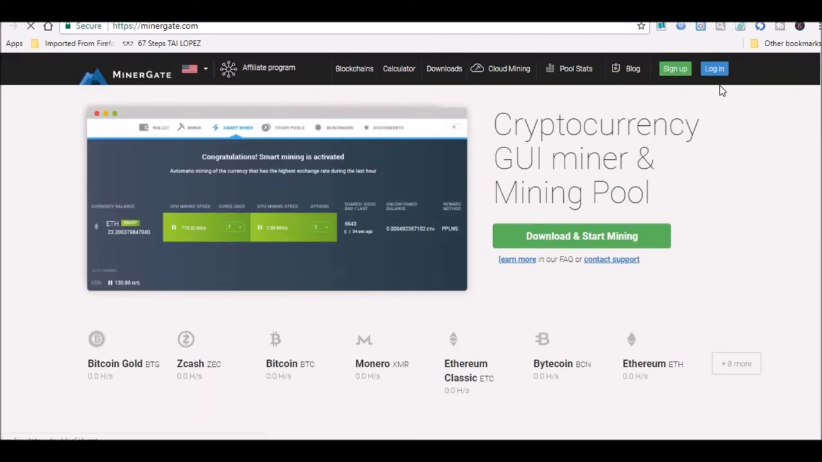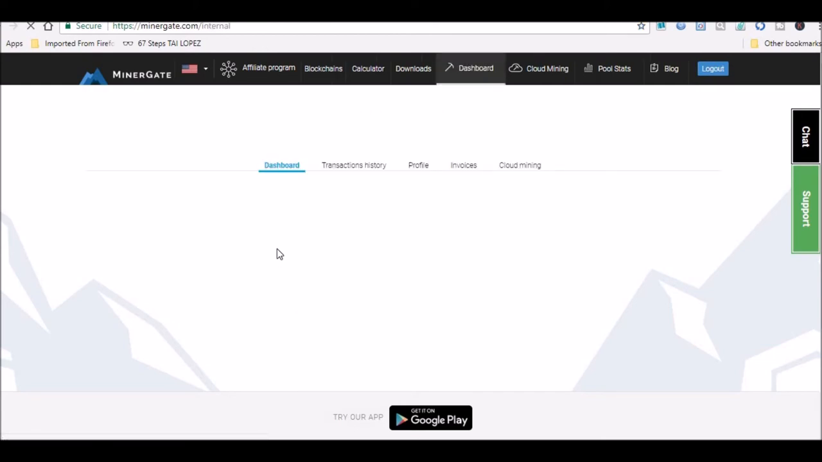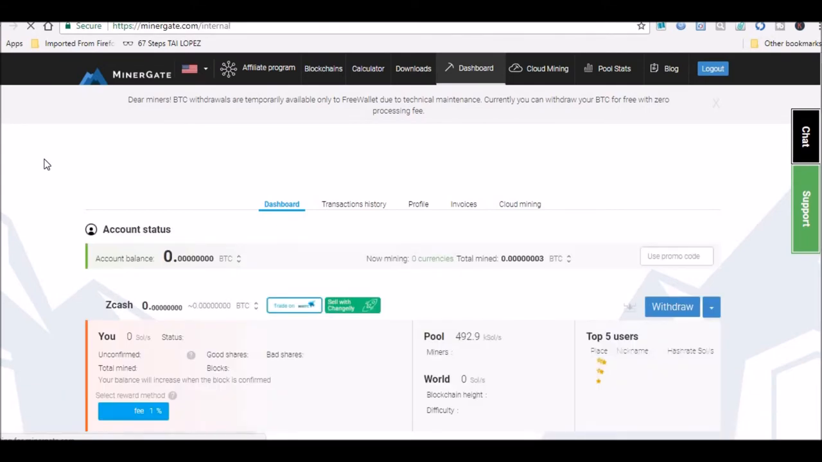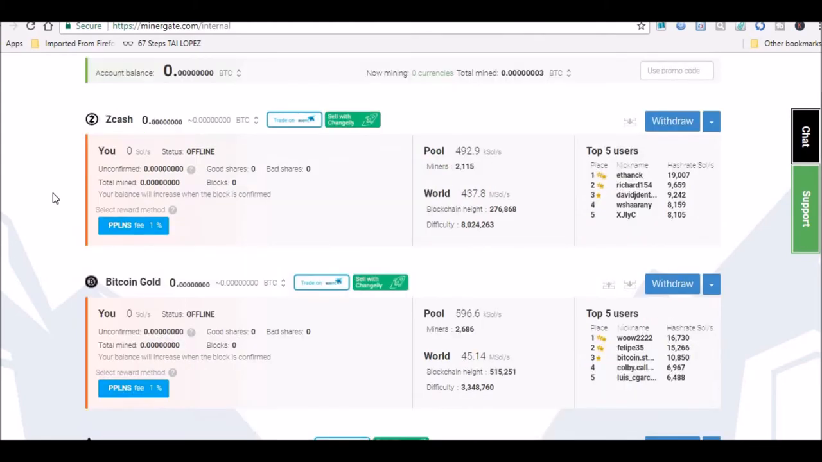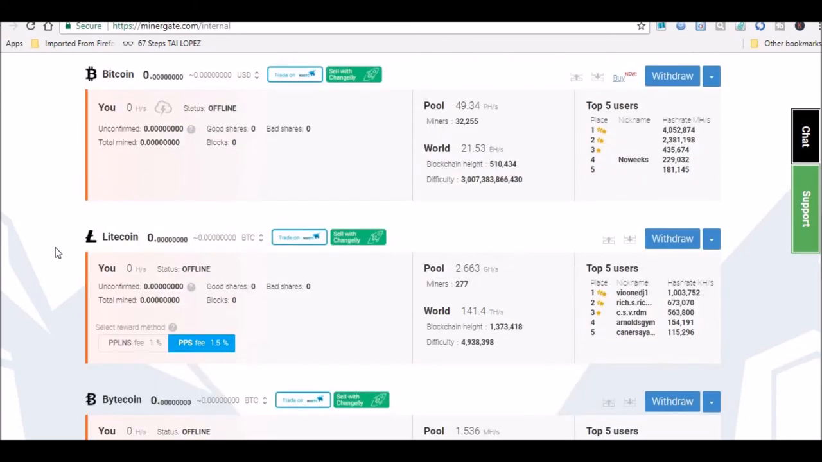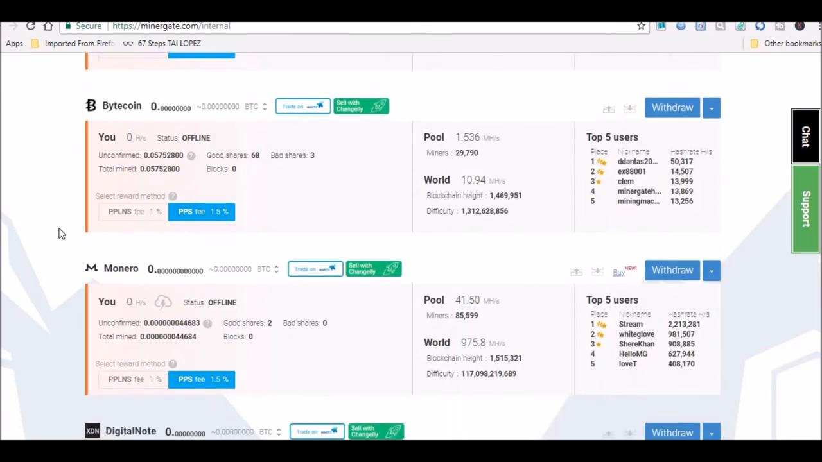So here's Minergate. You could use your cell phone, which I thought was pretty neat, to mine different types of coins. I'll show you what coins you can mine with it, if it'll ever load. Right now on my phone, I'm mining, I think it's Bitcoin. So here we are, loaded. You can mine Zcash with it, Bitcoin Gold, Ethereum, Ethereum Classic, Litecoin, Bitcoin, Monero.